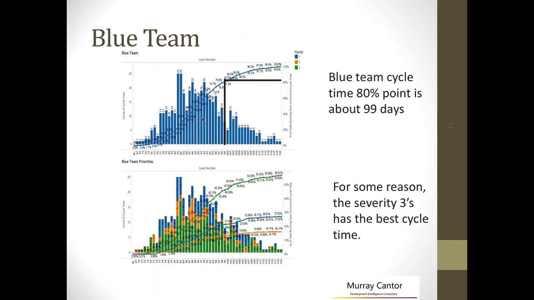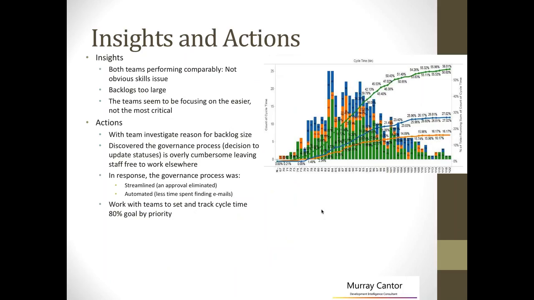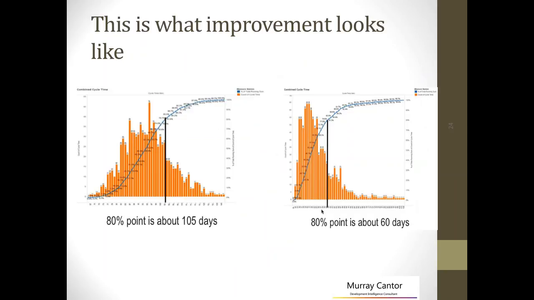And then finally, we went through a bunch of more detailed look, and we noticed that they were spending most of their time on Sev 3s, which were actually the least important, and we recommended a better set of prioritization, and we also noticed that the amount of time that was being spent was mostly on a certain class of defects which required a different skill set than the team had. And so eventually we went through a bunch of insights and actions, and this is the key point here, that we were able to bring down the 80% point from 5 days to 60 days. So that's what improvement looks like for this kind of measure.